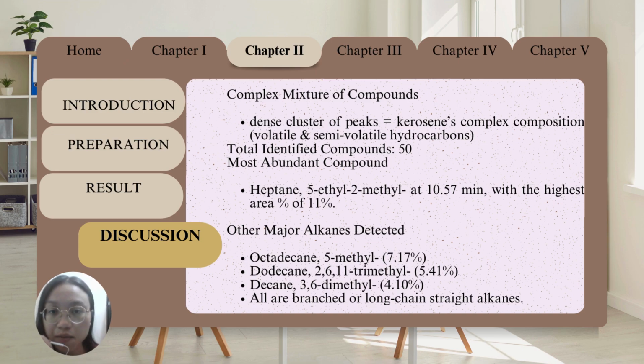The most abundant compound was heptane, 5-ethyl-2-methyl, with an area of 11%. The other major alkanes detected were octadecane at 7.17%, dodecane, 2,6,11-trimethyl with an area of 5.41%, and decane, 3,6-dimethyl at 4.10% of the area.